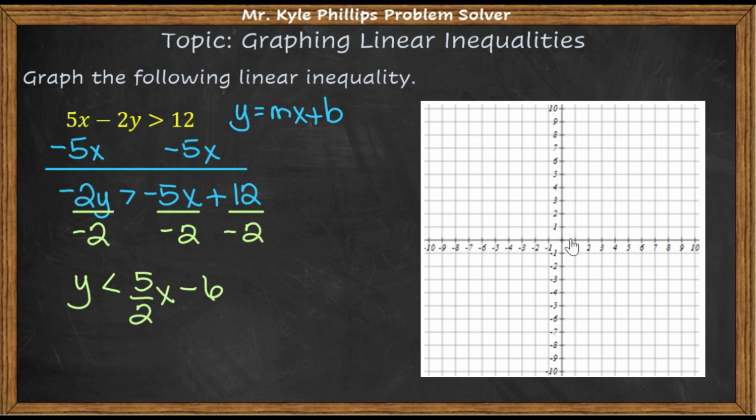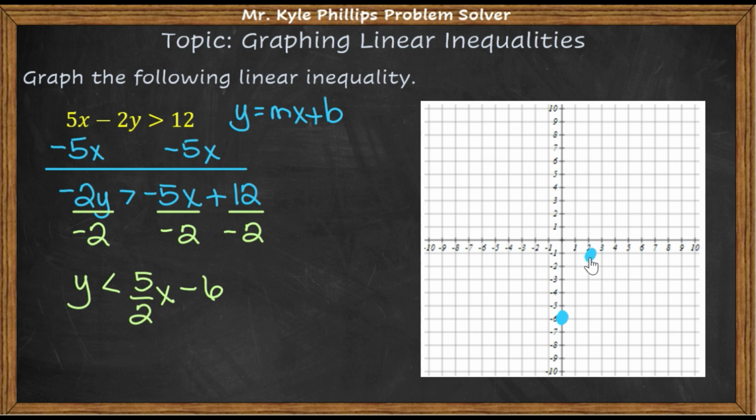So we'll come over here to our graph. We'll start with the y-intercept, negative 6. So on our y-axis, we'll come down to 6. We'll put a dot. And then we're going to follow our slope. Because our slope is positive, we're going to rise 5 and then run 2. So we start at negative 6, go up 1, 2, 3, 4, 5, and go over 1, 2. And that will be our second dot.